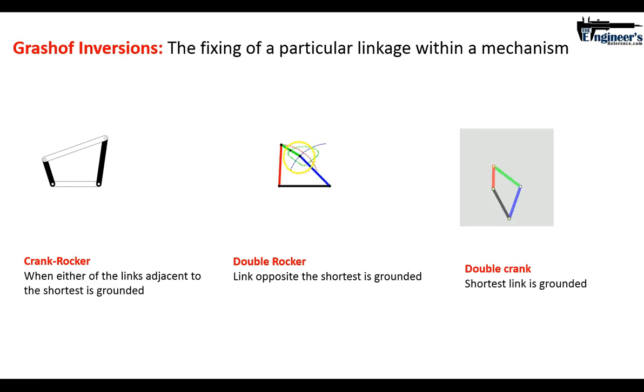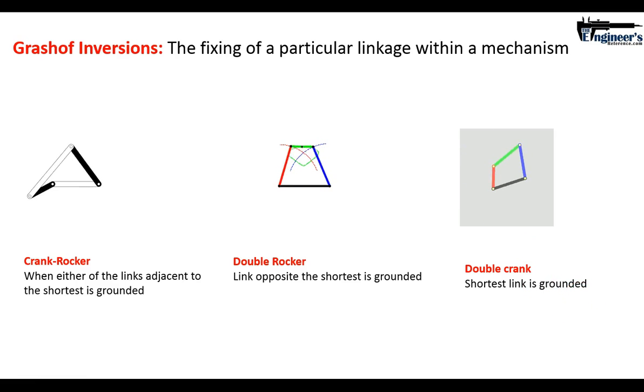And then you've got a double crank. That's what happens when you ground or keep fixed the shortest link, in this case the red. And what you end up with is the input and the output are both making complete revolutions. So that is known as the double crank.